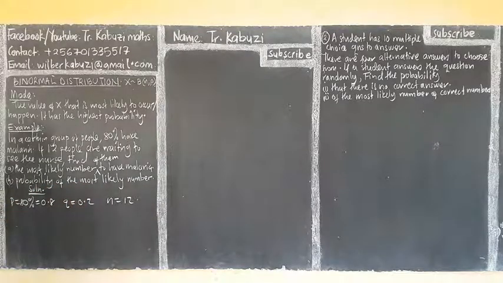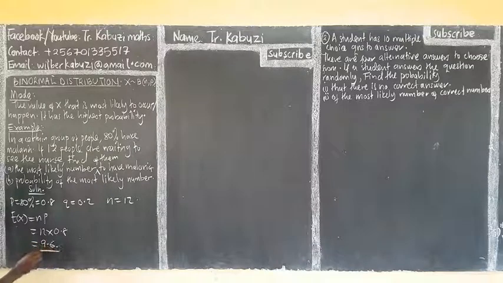Now from here, I start by getting the mean. Our mean is given by np, which is 12 times our p, 0.8, and this is 9.6. So either the number is below 9.6 or above 9.6. We have two choices here: the one below 9.6, which is 9, and the one above 9.6, which is 10. One of these is going to be the most likely number.